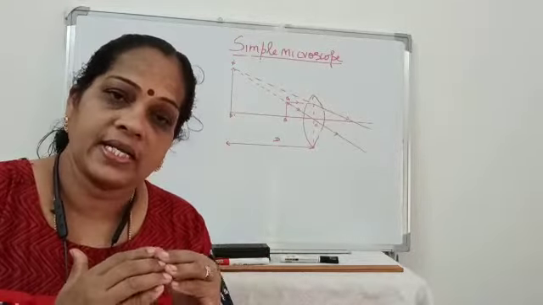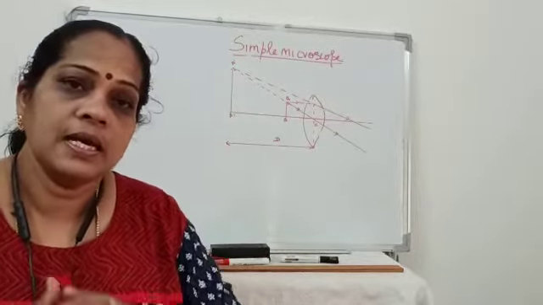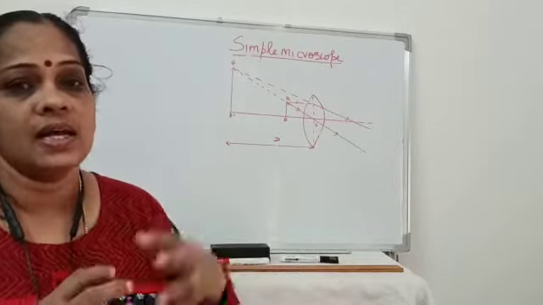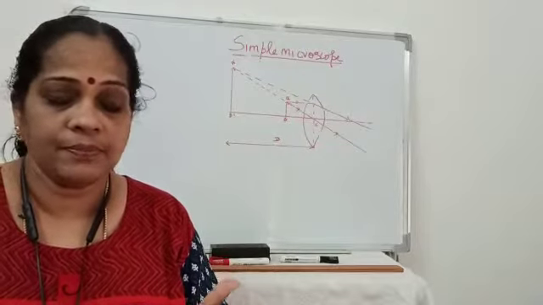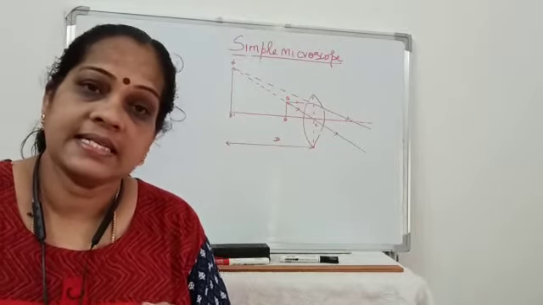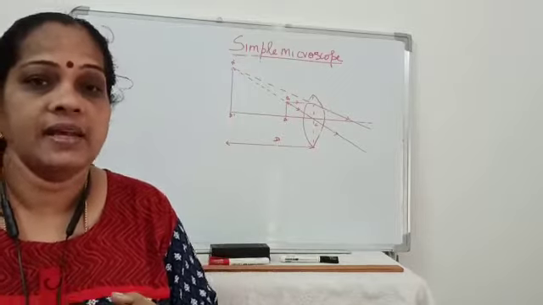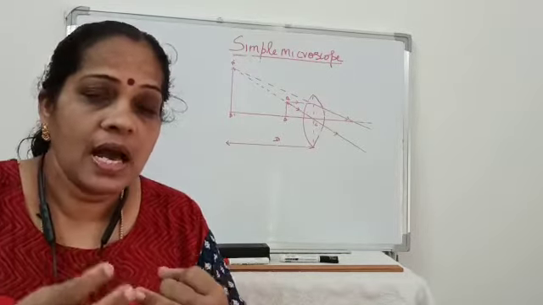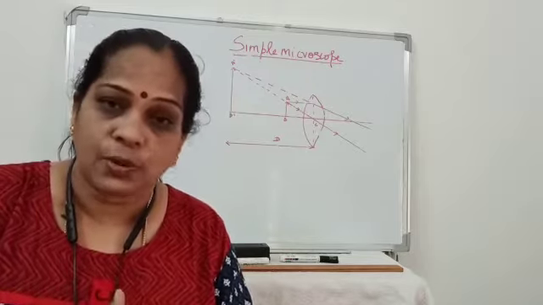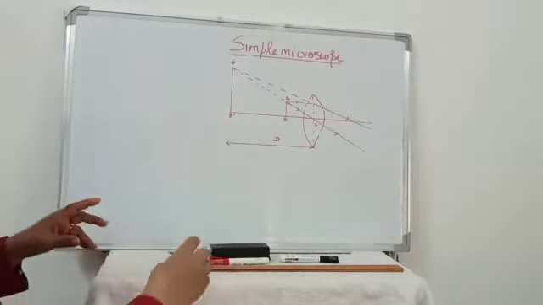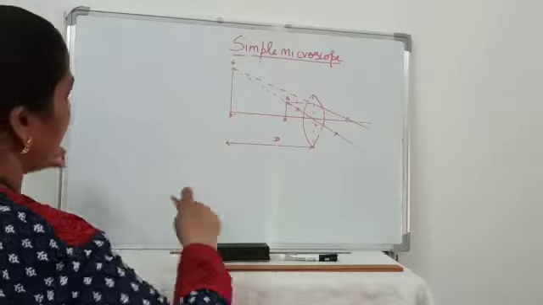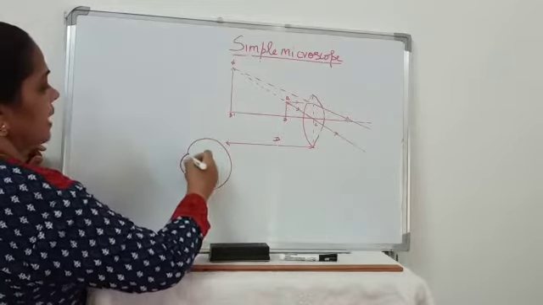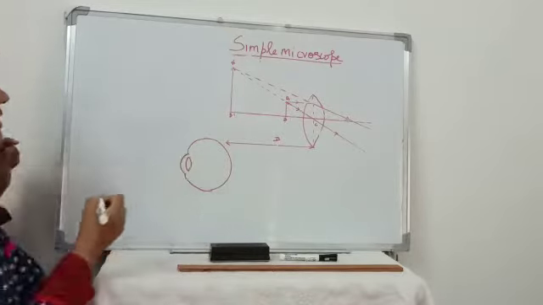Before going into it, there are two positions at which the final image can be seen very clearly using a lens. One is the least distance of distinct vision, and the other is when the final image is formed at infinity. As I told you, a human eye is the best optical instrument. A human eye is designed in such a way. Suppose this is the eye, this is the eye lens, and of course this is the retina.